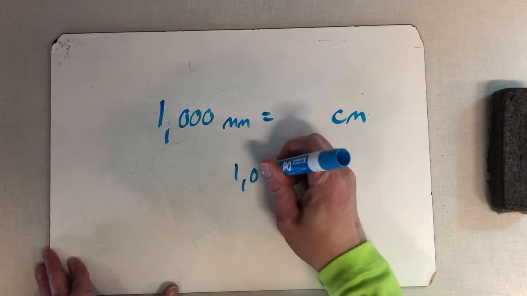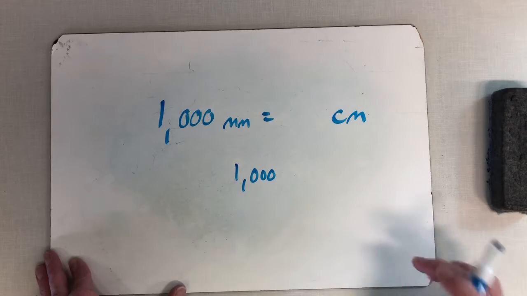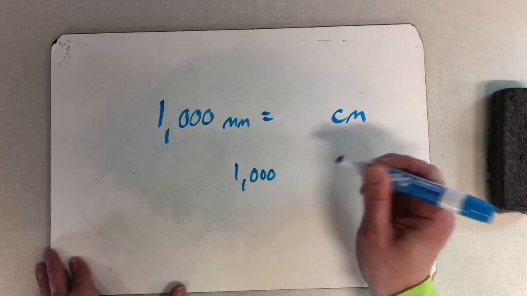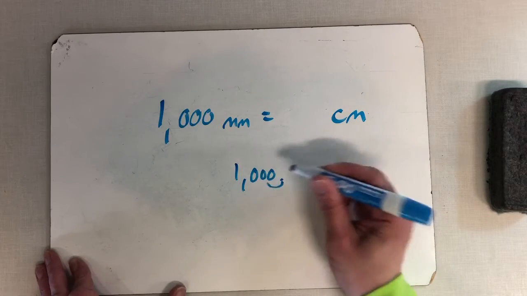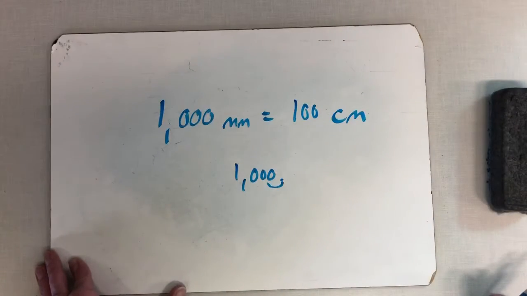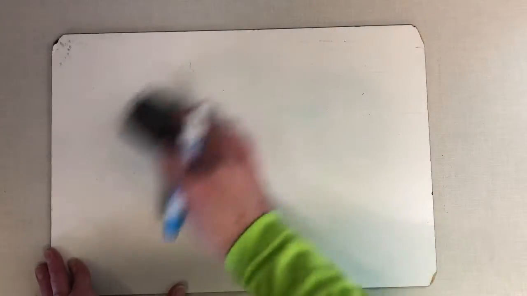So if I have 1,000 and I'm dividing by 10, how many decimal places is that? That's right, I'm moving one place, and we said we're moving to the left, alakazam. I go one place to the left, and that gives me 100 centimeters. Okay? All right, good. Let's look at the next one, number 6.